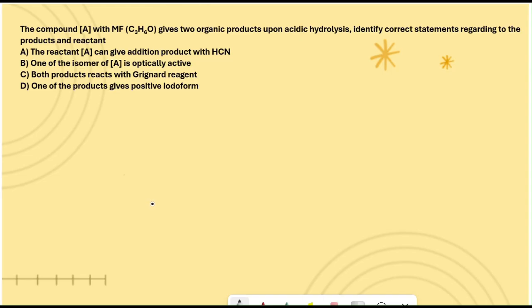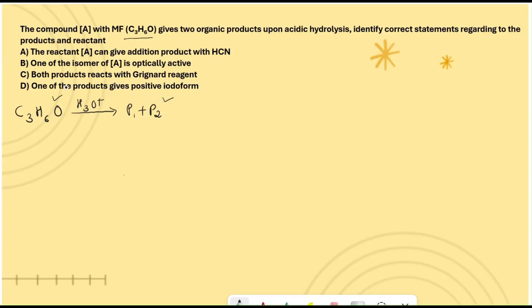Now, let's solve today's challenge. There is a molecule with the molecular formula C₃H₆O, which upon acidic hydrolysis gives two products, say product 1 and product 2. We don't know what the products are. We need to identify the correct statements from the given options about the reactant and the products.